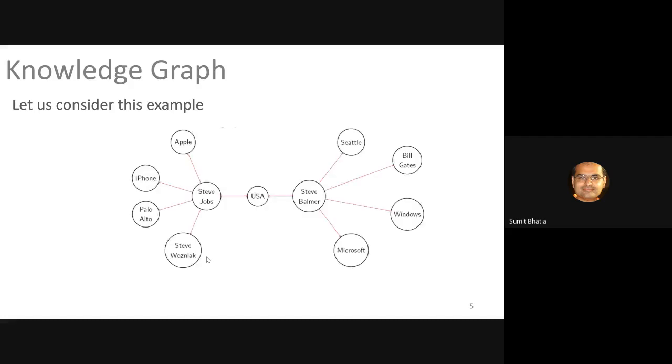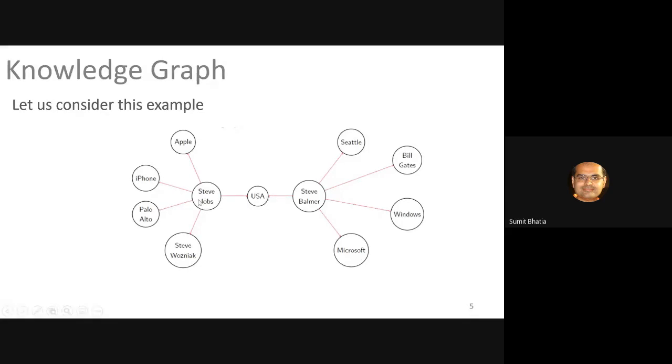Consider this portion of a knowledge graph. It contains some nodes, let's say Steve Jobs, USA, Steve Ballmer, Bill Gates, Windows, Microsoft. So all these nodes are there. Edges show that there is a connection between the two entities. Just to save space on the figure and make it less crowded, I have not mentioned the exact relationships, but let's just assume that there is a relationship between any entities that are connected by a red arrow.